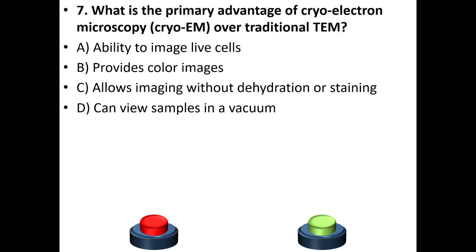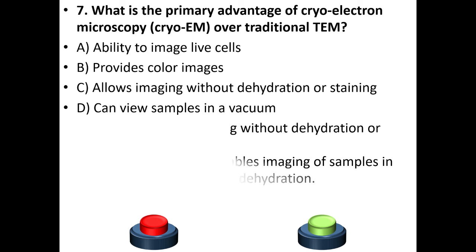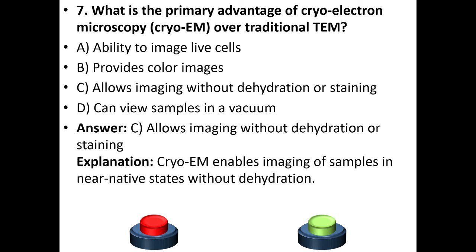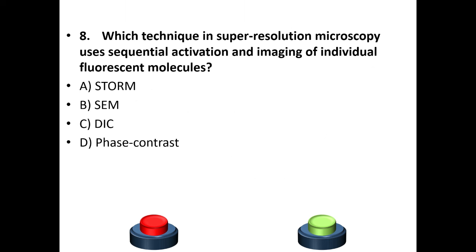Seventh question. What is the primary advantage of cryo-electron microscopy over traditional transmission electron microscopy? Ability to image live cells, provides color images, allows imaging without dehydration or staining, can view samples in a vacuum. The answer is C, allows imaging without dehydration or staining. Explanation: Cryo-electron microscopy enables imaging of samples in near-native states without dehydration.